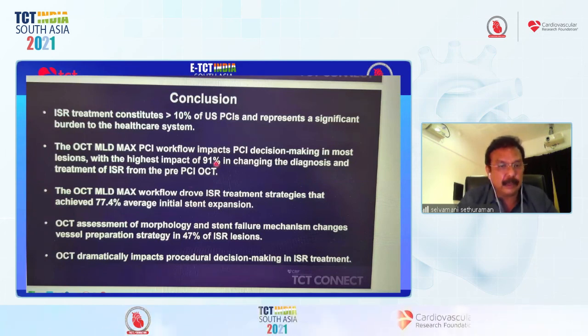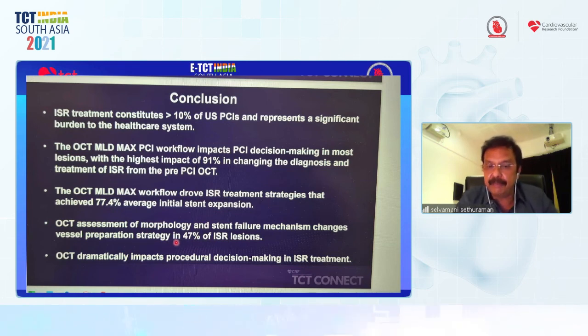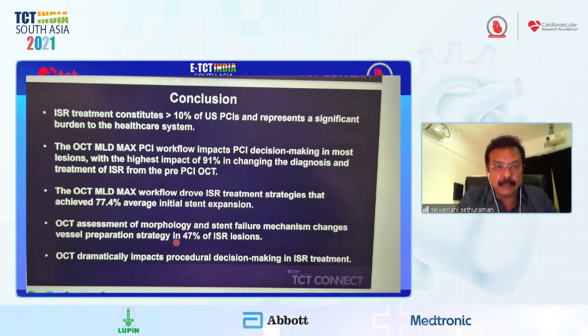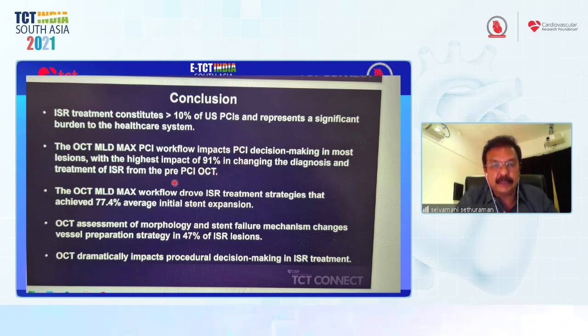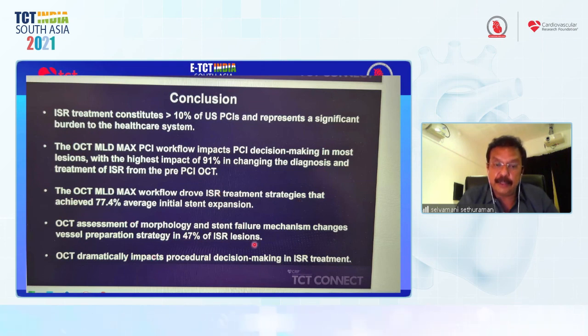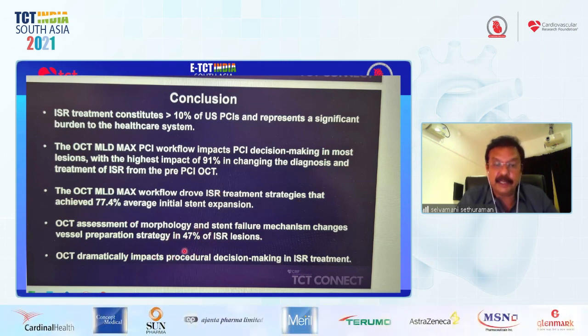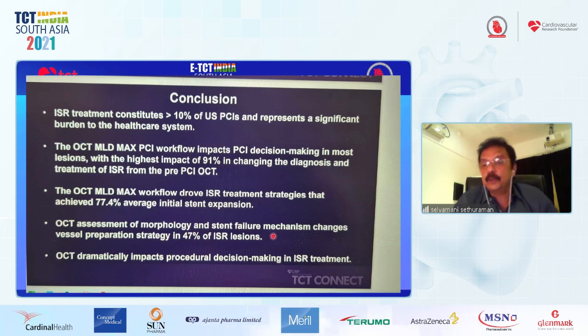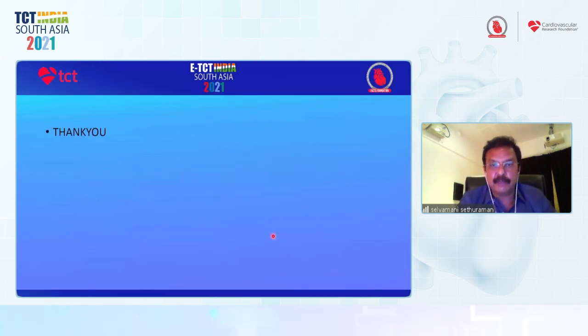To conclude, what we say is, if at all available or if possible, for all stent failures, OCT is very, very important. And it changes management in almost 91% of cases compared to angiogram, especially ISR, when you use OCT pre and post. And you get excellent stent expansions. And of course, the preparation strategy also changes in most of the cases. And I think with this, I'll stop here. Thank you very much for listening.